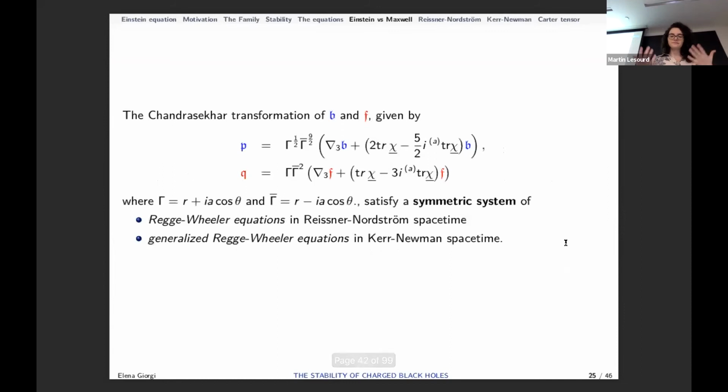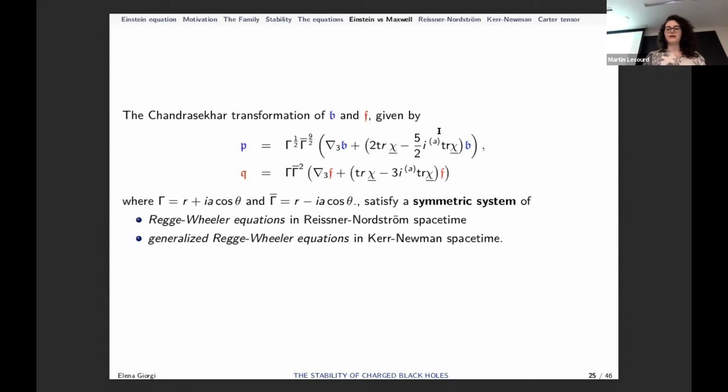And even more surprisingly, in a certain sense, these black holes know they have to be stable, so they know that there have to be some cancellations. There is still a Chandrasekhar transformation in this case, in the Reissner-Nordström and Kerr-Newman case. So here I wrote down explicitly, just for fun, the exact definitions of the Chandrasekhar transformation. From B you define this one form P, and from F you define this 2 tensor Q, and they are defined using this.